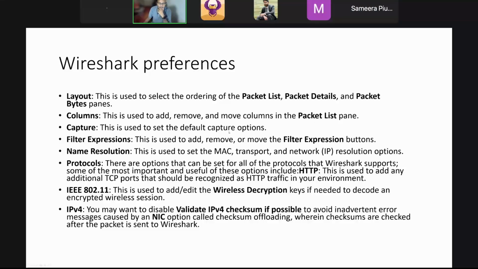This is used to set the default capture options. So name resolution, as we discussed, can be implemented with DNS or the IP, just not showing the IP addresses. Field type expressions we discussed, and you can create profiles based on these topics or areas for different analysis. As an example, you can use IEEE 802.11, which is the wireless analysis. You can create a different profile for that with the preferences, and IPv4 only for the validation of checksums.